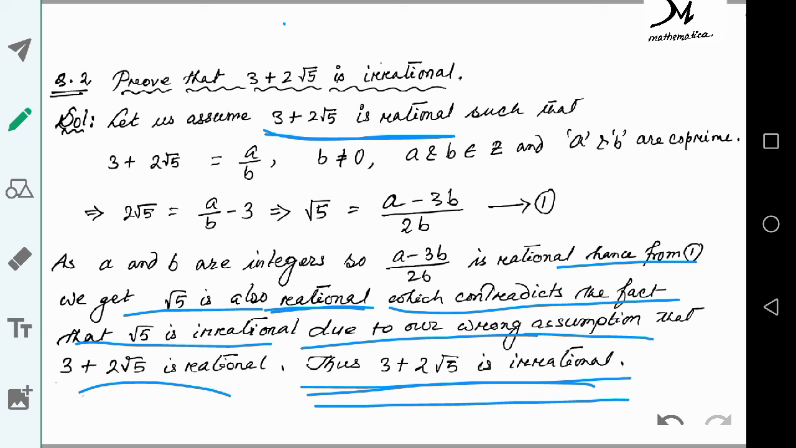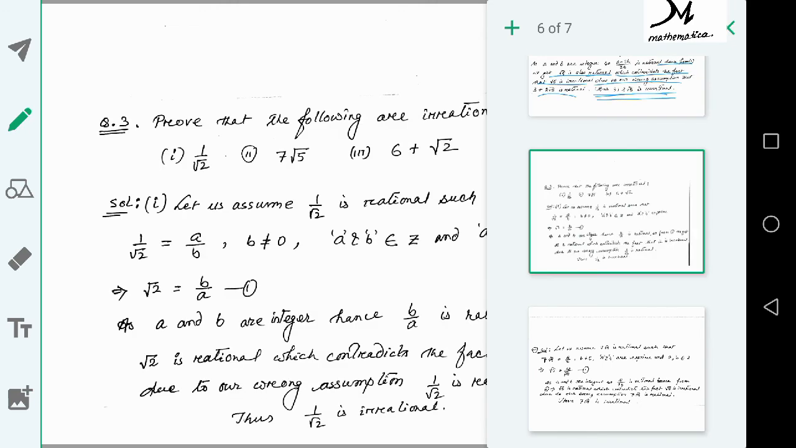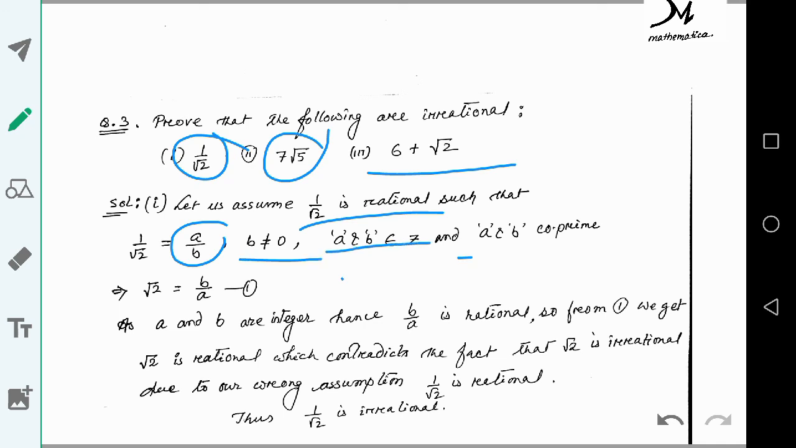That is correct. Similarly, we can solve question number 3. We can prove 1 by root 2 is irrational, 7 root 5 is irrational. These are very similar problems. Here you have to consider 1 by root 2 is rational, hence it must be equal to a by b, where b is not equal to 0, a and b are integers, and they are co-prime as well. Now taking reciprocals of both left hand side and right hand side, we have got root 2 is equal to b by a.